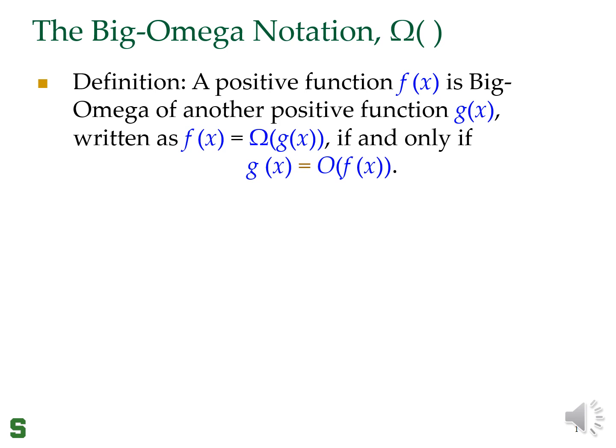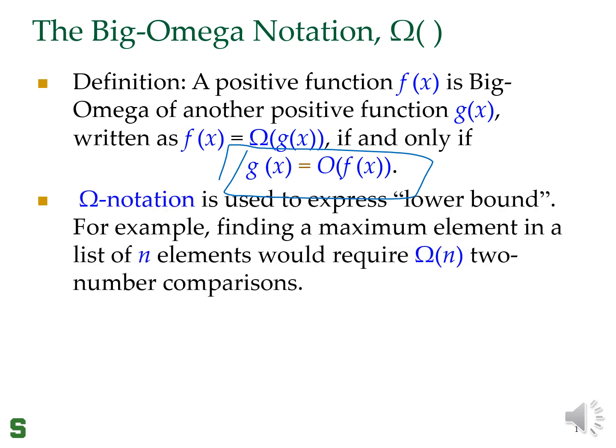The easiest way to define big omega is: a function f of x is big omega of g of x if and only if g of x is big O of f of x. We use big omega notation for lower bounds. For example, if I wanted to find a maximum in a list of n elements, then we would need at least n amount of work if we could compare only 2 elements at a time.